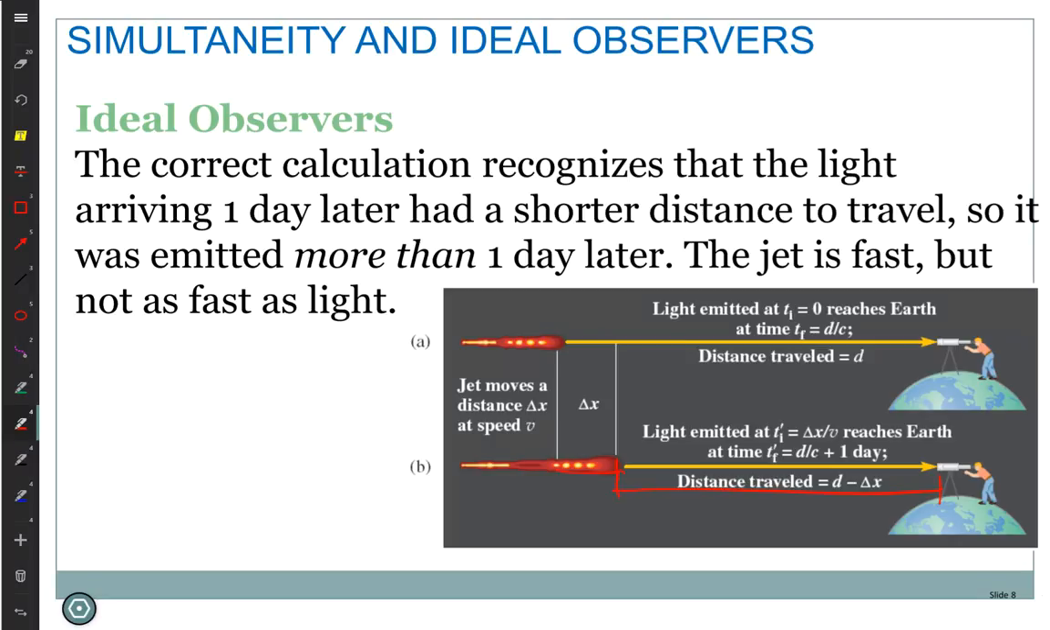Now, I thought about taking these out because I don't think they're all that useful, except for how we calculate the time that it takes. Well, the time is the distance over the speed. And so if the jet moves forward some distance delta x, then the new distance d prime is going to be the original distance d minus that delta x. Delta x is the speed of the jet multiplied by 1 day. And that's how you end up resolving it.